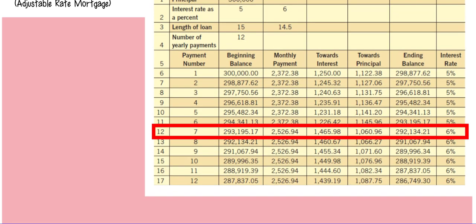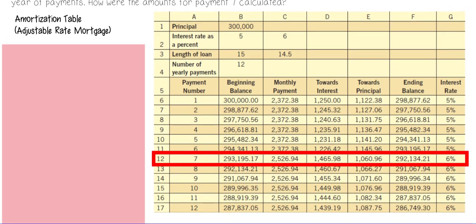If we look at this spreadsheet, we now have 2 sections listed. This is the first 6 months, and this is after 6 months. See how the interest rate changes from 5 to 6%? The length of the loan, which was initially 15, when we changed the percent to 6, 6 months have passed, so now it is 14.5, and you still have 12 payments a year.